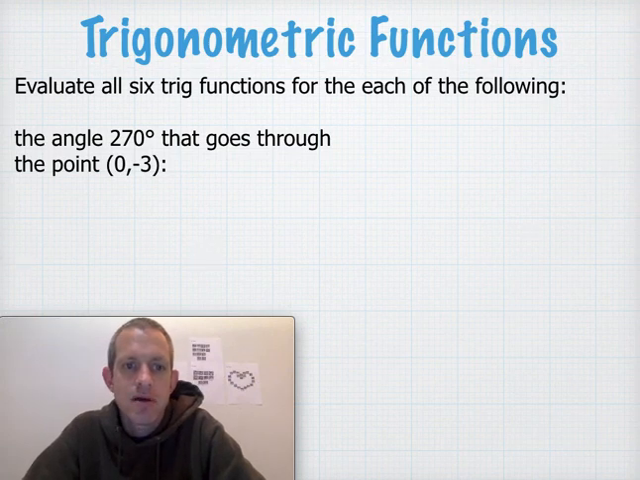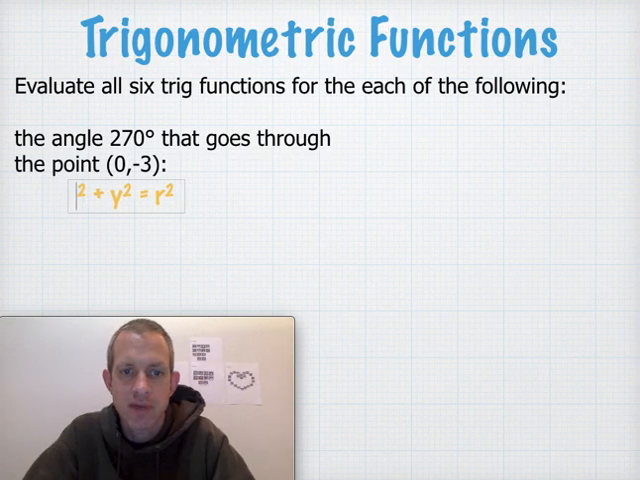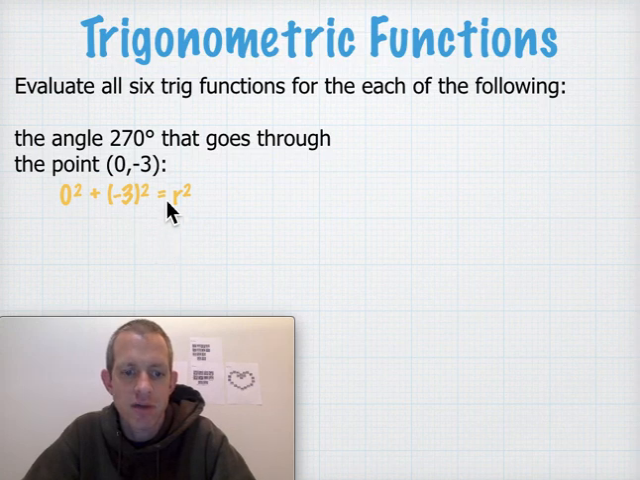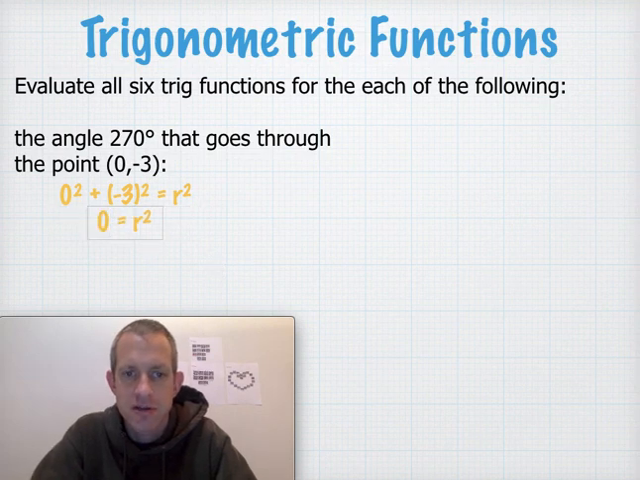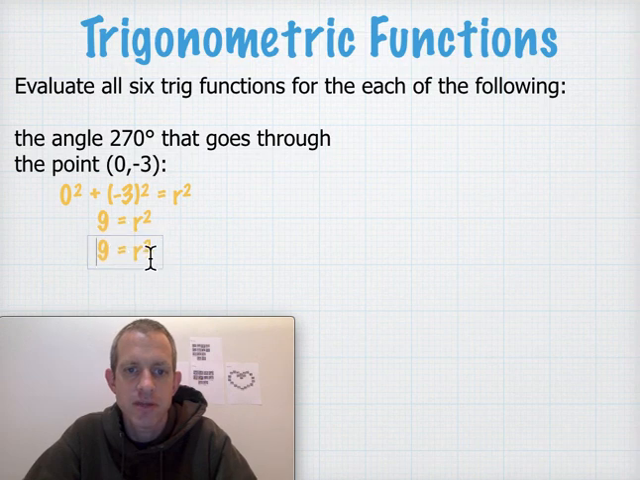Like last time, why don't we find a radius real quick? And so we can do that by putting a 0 in for x and a -3 in for y and calculating what we get here. So 0 squared is just 0, and -3 squared is +9. And so when we add those together, we get a 9. And 9 has a nice square root. That's exactly 3. And so our radius in this case is going to be 3.